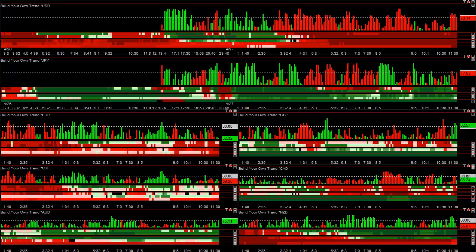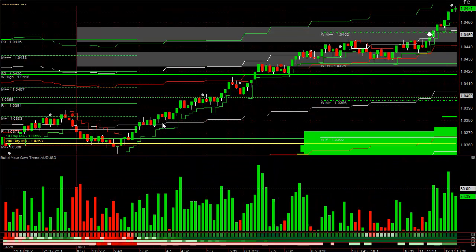So let's take a look at that, Australian dollar. And you can see that's exactly what happened. Look, strong Australian, weak dollar, pretty much just went up, up, up, up, up from the point where it showed up here around 3:00 at 1.0380. It went up 90 pips.